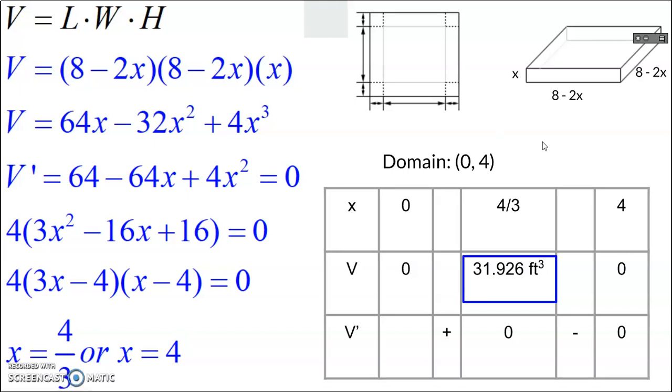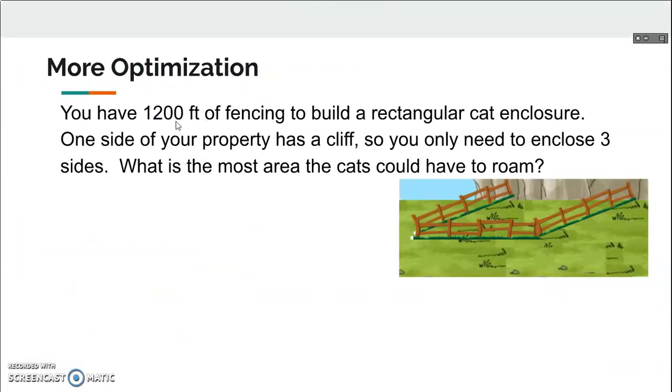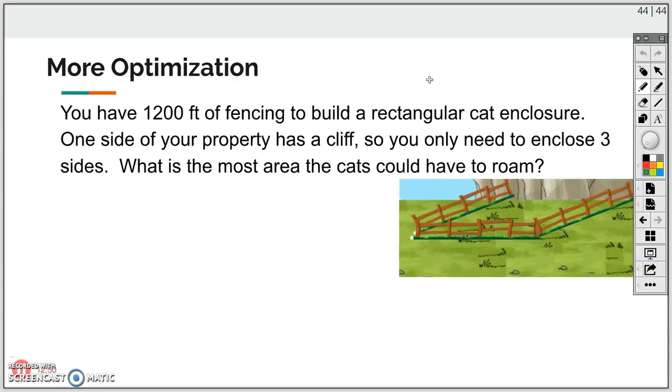All right, let's look at one last problem. So I have 1,200 feet of fence to build a rectangular cat enclosure. One side of the property has a cliff, so I only need to enclose 3 sides. Go ahead and hit pause and try to figure out what the most area the cats would have to roam would be. So in this case, 1,200 feet of fence is talking about the perimeter.